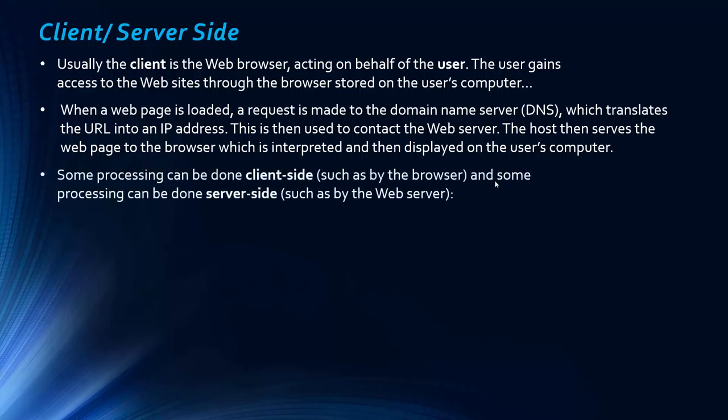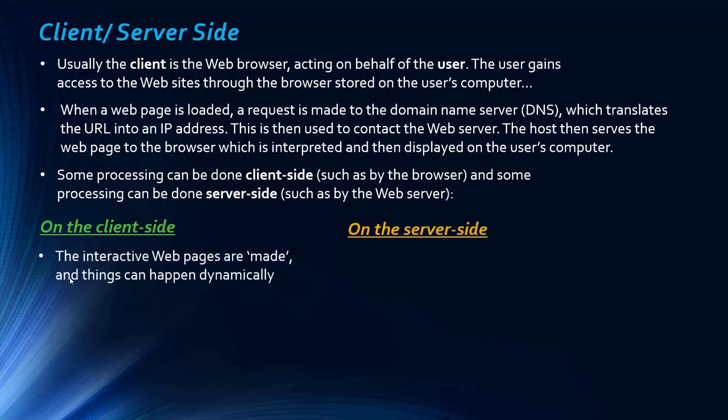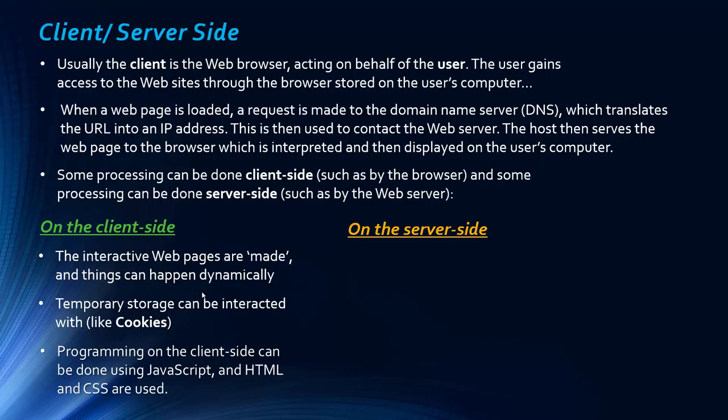So some processing can be done client side, such as by the browser, and some can be done server side by the web server. On the client side and on the server side, the following things happen. On the client side, interactive web pages are made. Things can happen more dynamically on the client side because it can happen more in real time. Things like cookies, which we'll look at in a second, can be interacted with, as well as local storage, which is similar to cookies but slightly different. You don't have to know about it, I don't think.